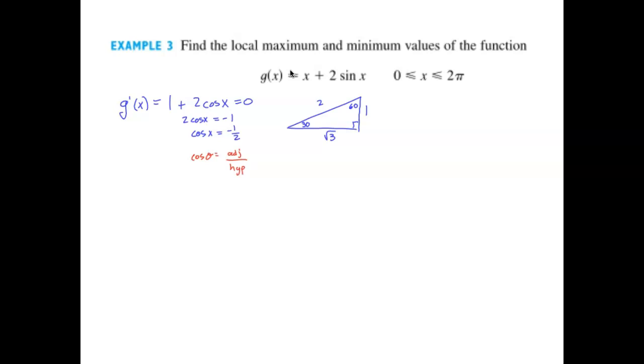Right? And so I want adjacent over hypotenuse to give me a ratio of 1/2. So that's going to be that 60-degree angle because 1 is adjacent and 2 is the hypotenuse. So basically what I found is that 60 is going to be our reference angle. And now I'm going to look at this now in the context of the coordinate plane.